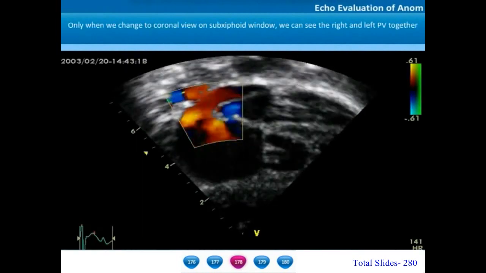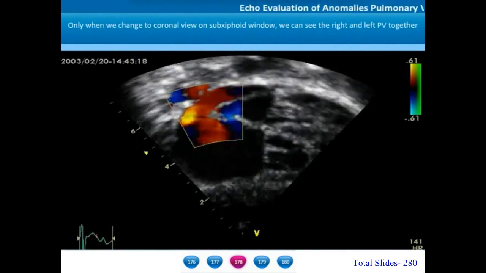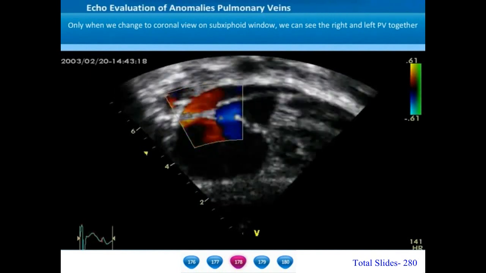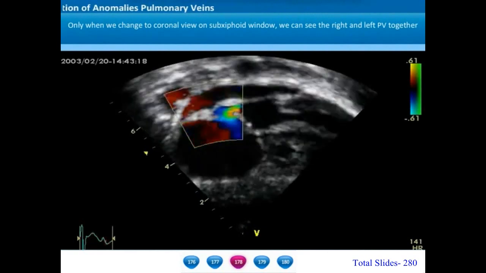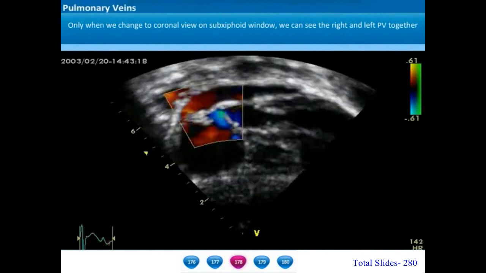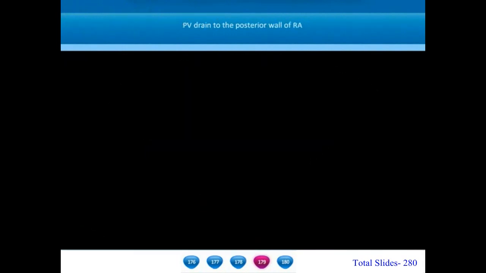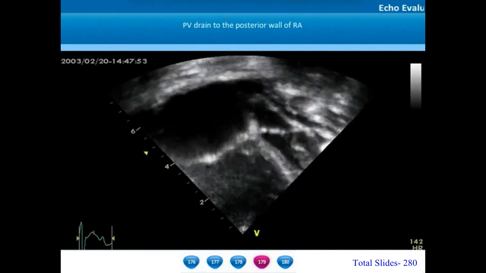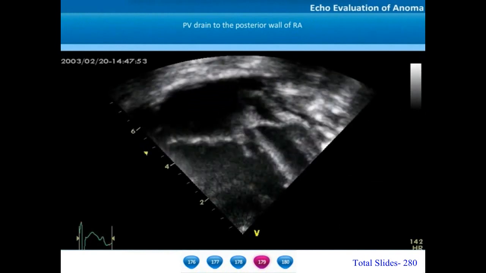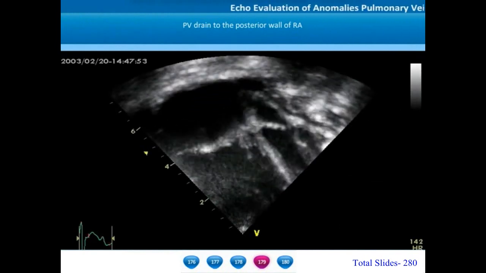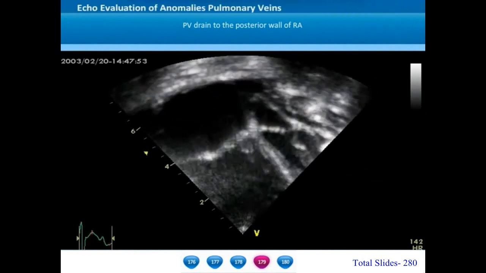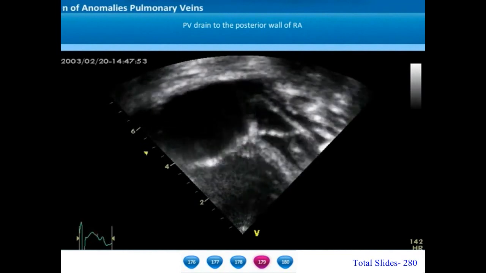The best view to see all the 4 pulmonary veins will be the subxiphoid coronal sweep, where we can simultaneously see the right and the left pulmonary veins draining into the common chamber and then into the right atrium. On an apical 4-chamber view, we appreciate the common chamber draining onto the posterior wall of the right atrium. We can see the right atrial and right ventricle dilatation with the smaller left atrium and the smaller left ventricle.